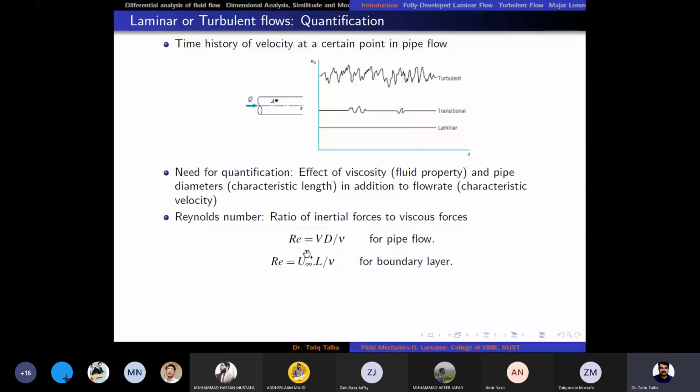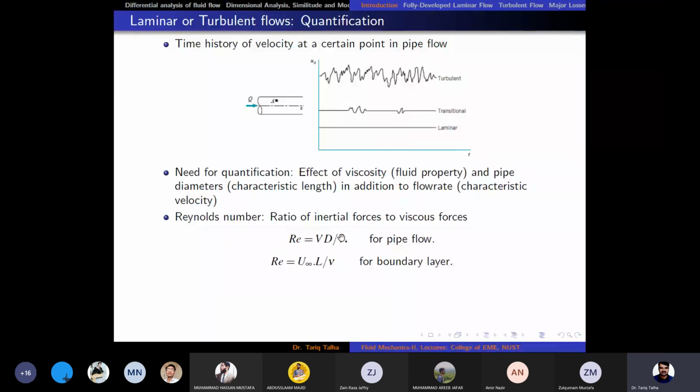If we are talking about internal flows, which this chapter is all about, we have got some kind of diameter. For pipe or for duct, we usually use hydraulic diameter. We would come across this later in this chapter. So Reynolds number is velocity times diameter divided by kinematic viscosity. But if we are talking about external flows or boundary layer flows, then we have free stream velocity times the length of the surface on which the flow is happening, divided by kinematic viscosity.